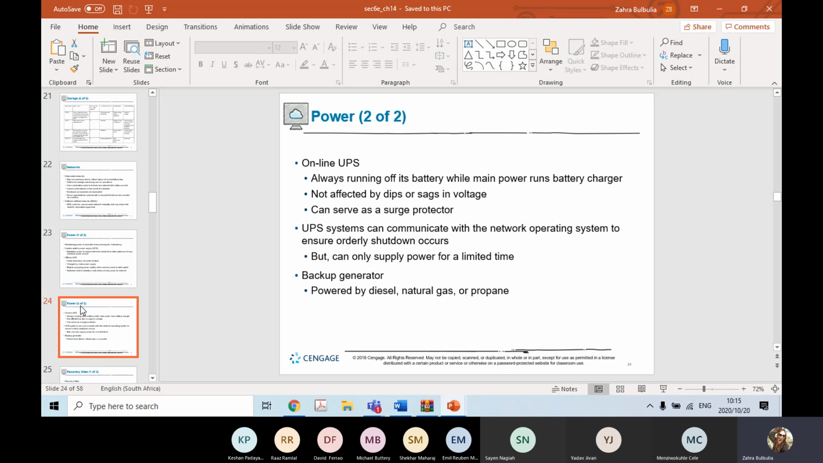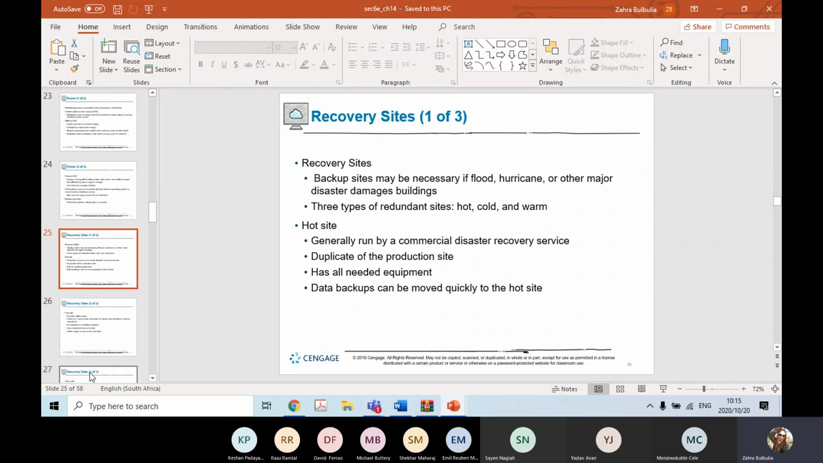UPS systems can communicate with the network operating system to ensure orderly shutdown occurs, but can only supply power for a very limited time. The backup generators generally are powered by diesel, natural gas, or propane. Yes, these are all things that we need to know as security experts.